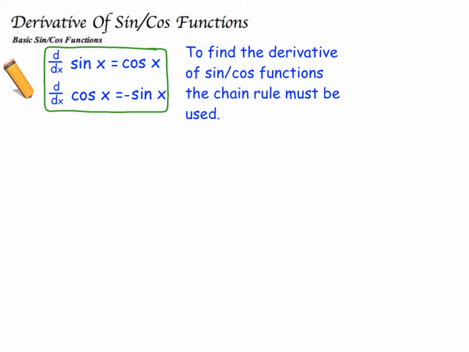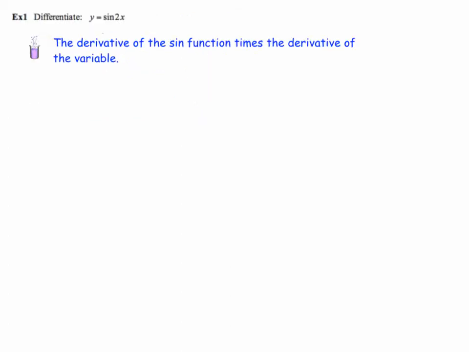And when you are taking the derivative of these, you will take the derivative of the trig function and then take the derivative of what's inside, so using the chain rule. And I'm going to give you a number of examples taking the derivative of the trig function and then taking the derivative of what's inside. So here's example 1. It says differentiate y equals sine 2x.